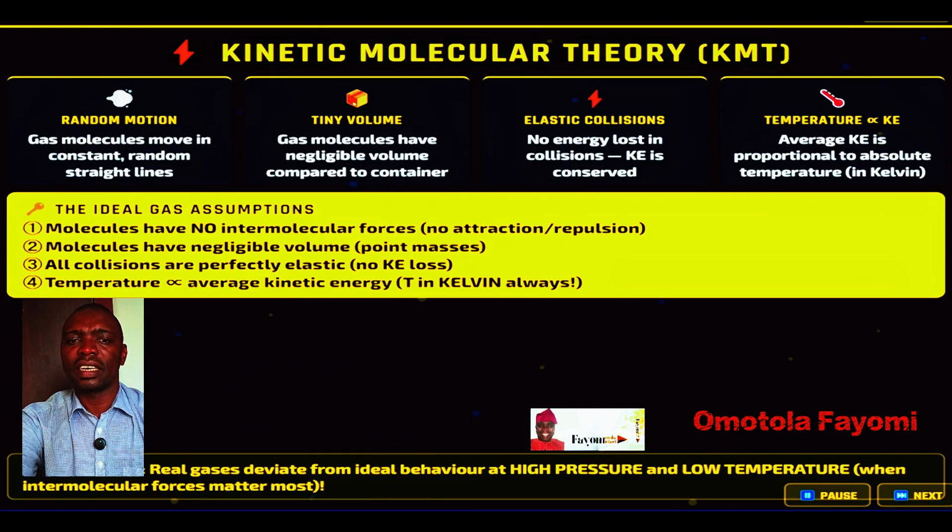The average kinetic energy of gas molecules is directly proportional to the absolute temperature. That is temperature in Kelvin, not Celsius. These are the 4 assumptions of an ideal gas. Real gases deviate from this behavior at very high pressure and very low temperature, when molecules get close enough that intermolecular forces start to matter. But for JAMB calculations, we treat gases as ideal. That is all you need.